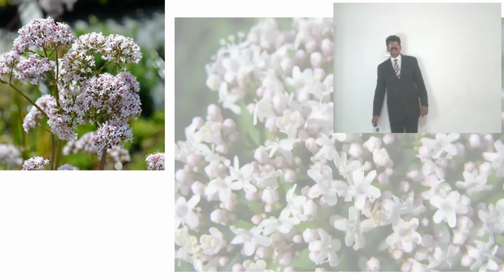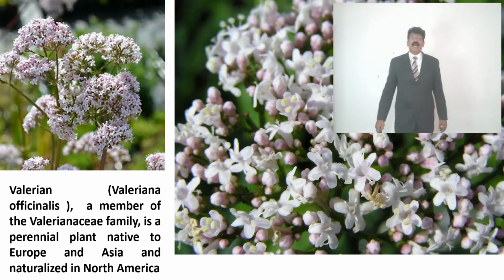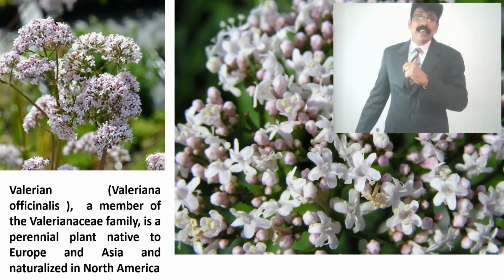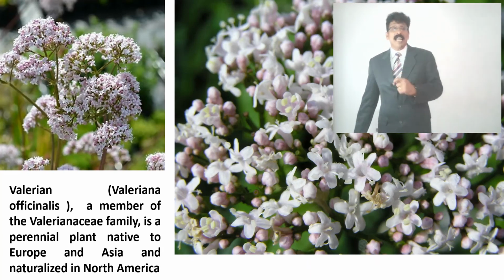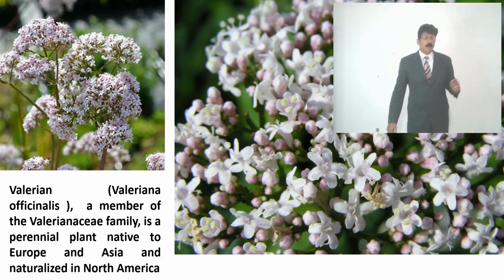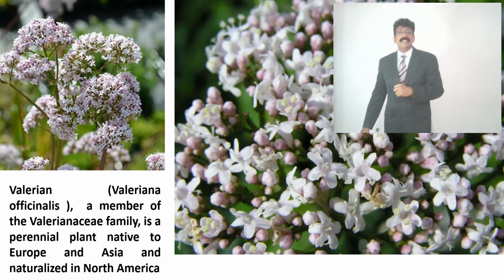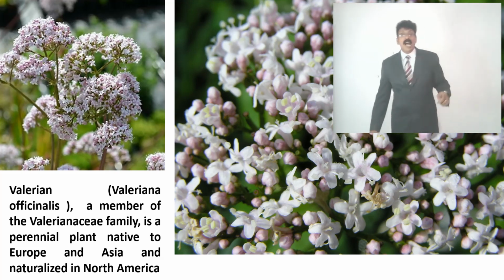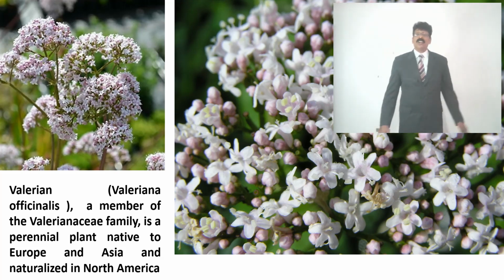And this is a beautiful flowering plant which we have seen, that is Valeriana officinalis, a member of the Valerianaceae family, a perennial plant native to Europe and Asia and naturalized in North America.